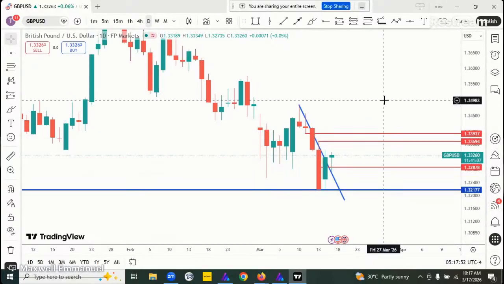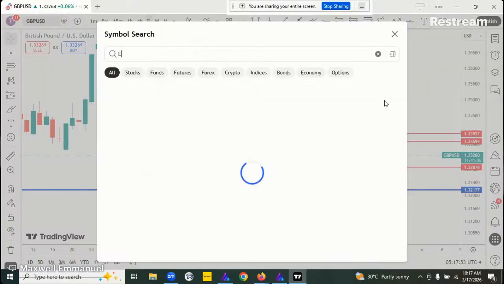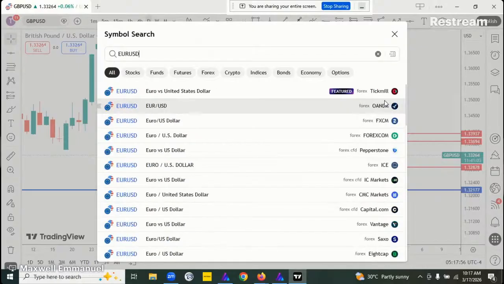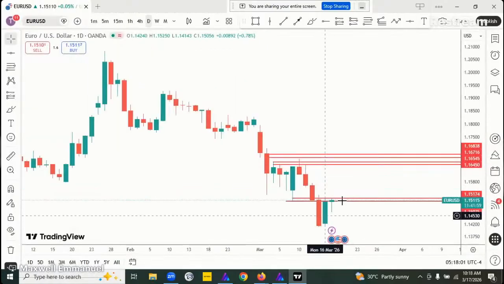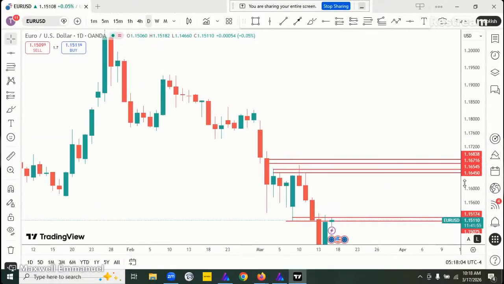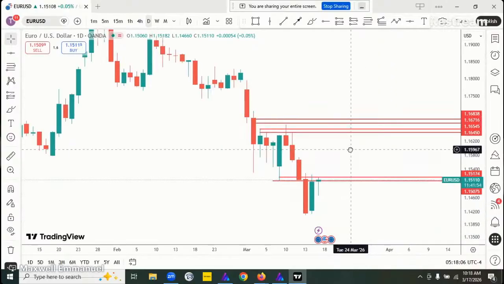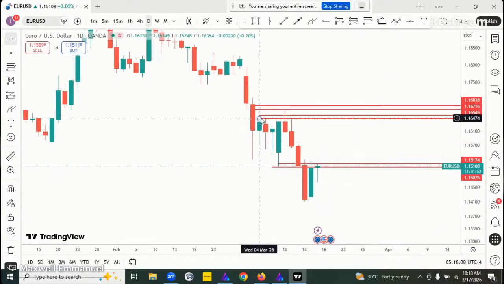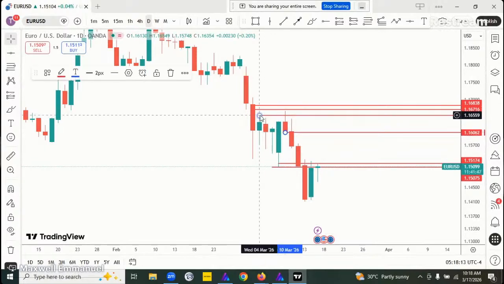On Euro USD, same thing. You can see the pattern is similar to what we have on GBP USD, and that's because both pairs are positively correlated. So this is where I will be taking my sales on Euro USD.